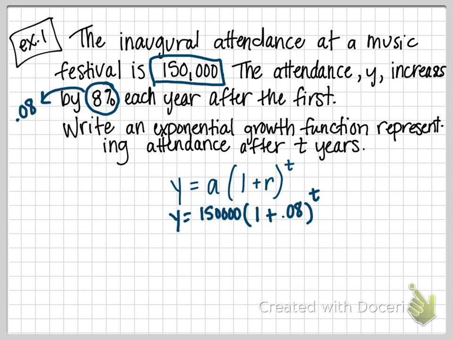What I would also want to do is simplify that 1 plus 0.08. I'm going to write that after I add them. So 1.08. Okay? So my initial amount is 150,000. This 1.08 is what we would call our growth factor, right? That's how much this is growing each year. And then it's to the power of time. We don't know what time is yet, but this is our function.